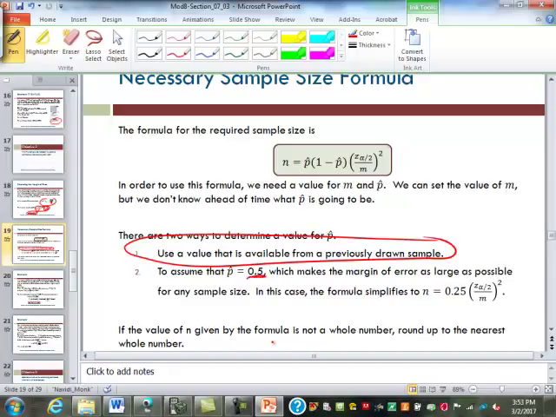0.5 is the one that makes the margin of error the largest. If we don't have any previous knowledge of p, the safest bet is to make the confidence interval as large as possible, so that'd be the largest margin of error. By using 0.5, we're maximizing this, so we'd have to get a larger sample. And again, it's better to have too large of a sample than not large enough a sample. So it's kind of like a worst case scenario type deal.